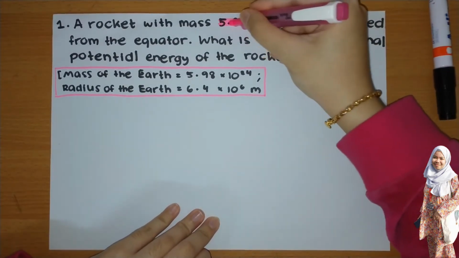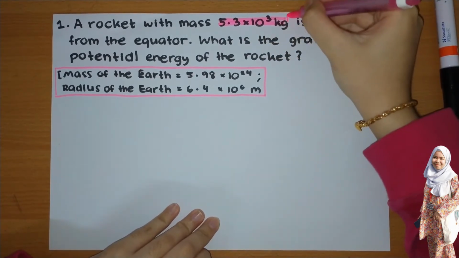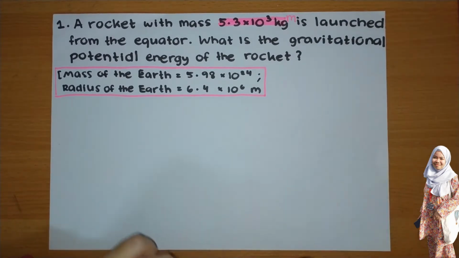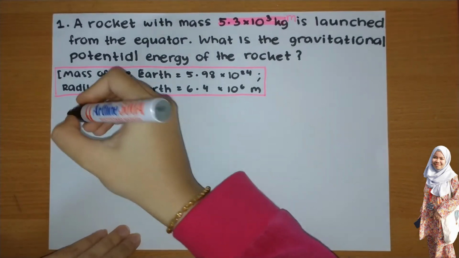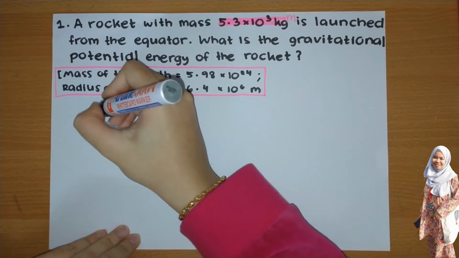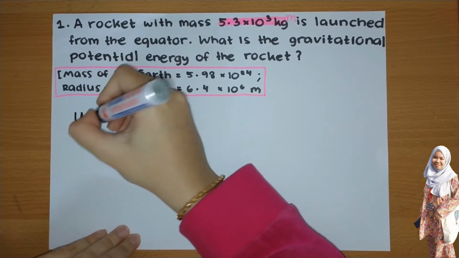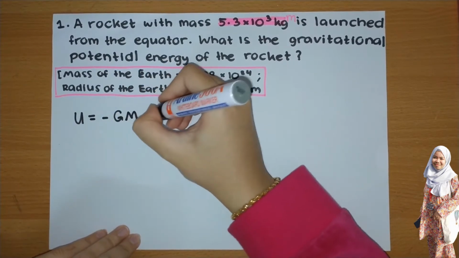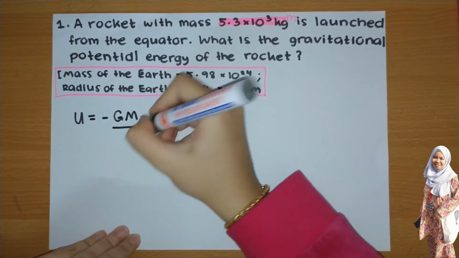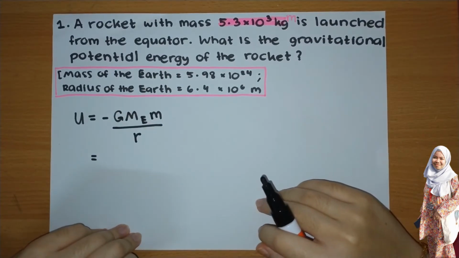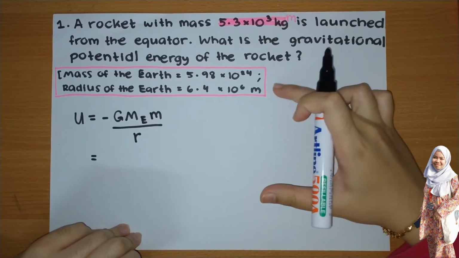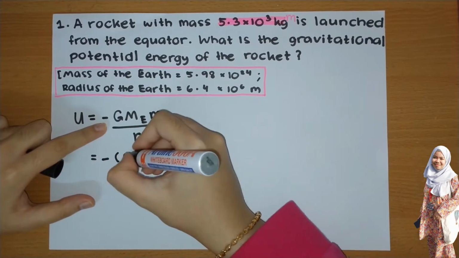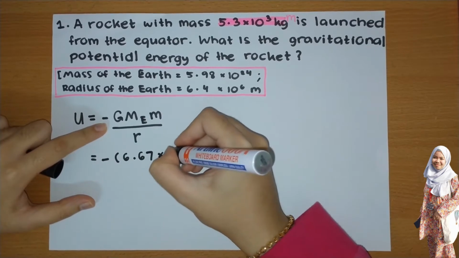It's easier if you point out the input given, so it's easier for us to know what we are going to use in the equation, in the working. You still remember the equation that we saw on the previous slide? Yes, U equal to negative, don't forget the negative, G times mass of the Earth times mass of the body mass divided by R, radius of the Earth. Now, the question is quite straightforward, so we can just substitute all the values given into the equation.